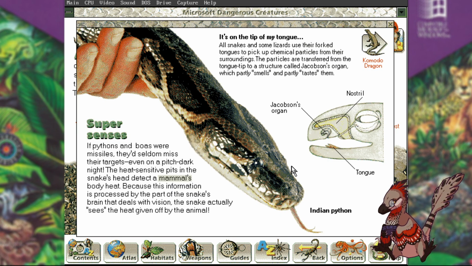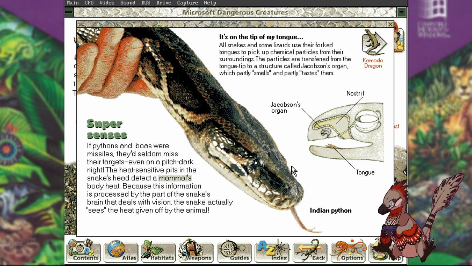Pythons and boas see with heat-detecting pits in their head. Yes. And smell and taste with forked tongues. It's on the tip of my tongue. All snakes and some lizards use their forked tongues to pick up chemical particles from their surroundings. The particles are transferred from the tongue tip to a structure called Jacobson's organ, which partly smells and partly tastes them.